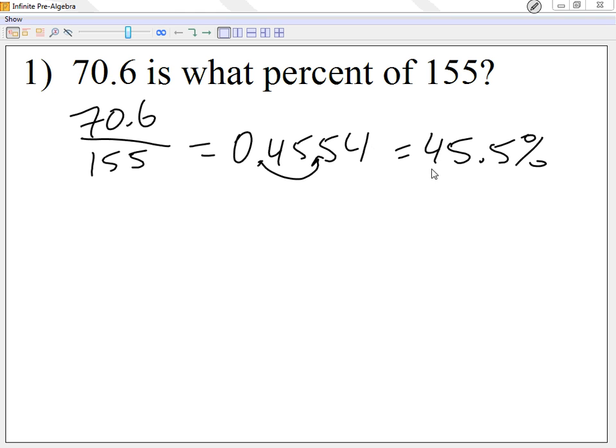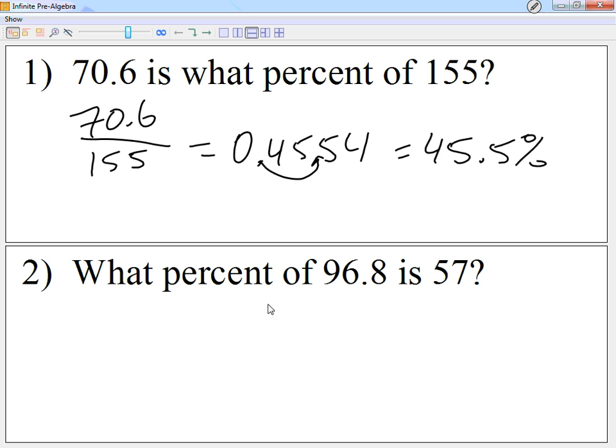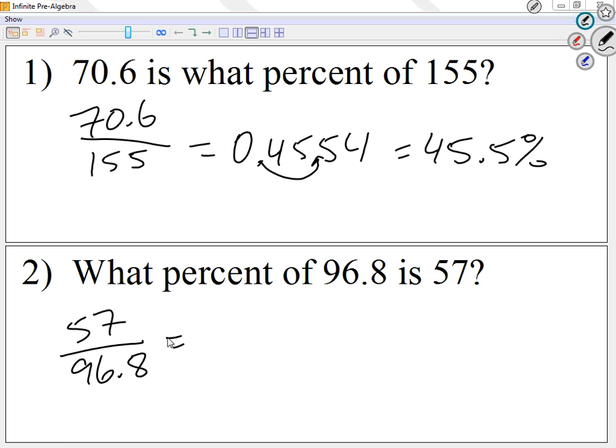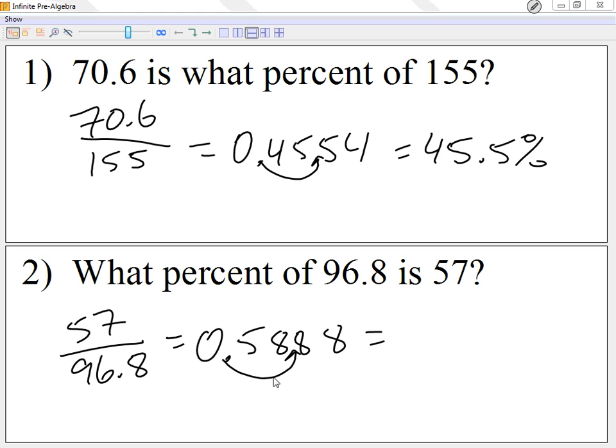That's all we did. Let's take a look at question number 2. What percent of 96.8 is 57? In this case, let me go 57 divided by 96.8. Once again, let me use my calculator. I'm going to only write the first 4 numbers. So 57 divided by 96.8, I get 0.5888. Move the decimal 2 places to the right.